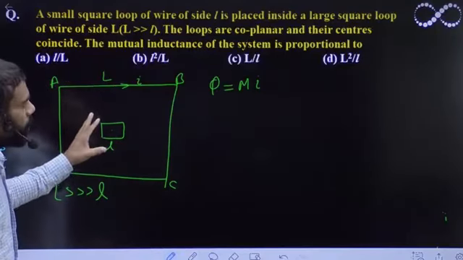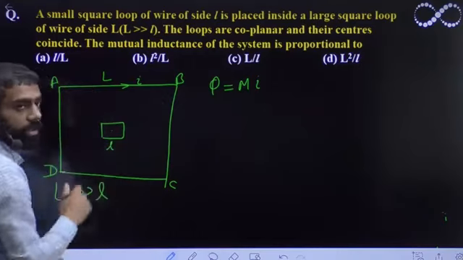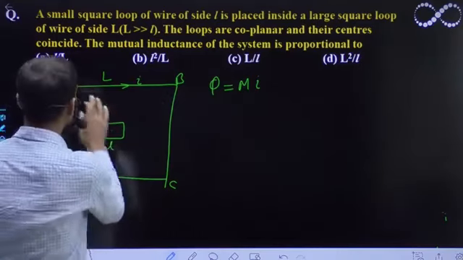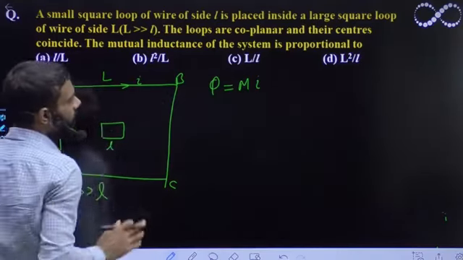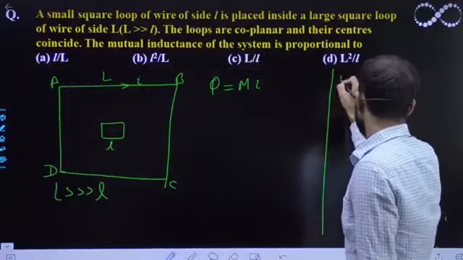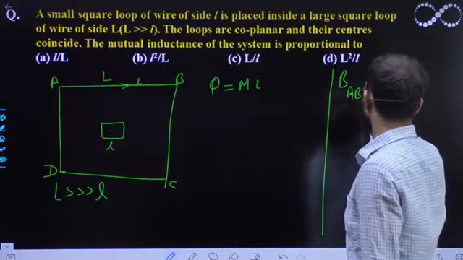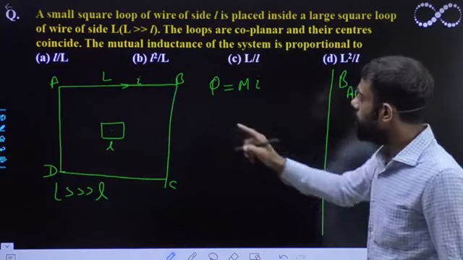So in order to calculate the flux, I need to calculate the magnetic field at the center of the bigger square. So let us calculate it here. The magnetic field due to AB I will calculate first. So let us calculate it separately. B due to AB, right?